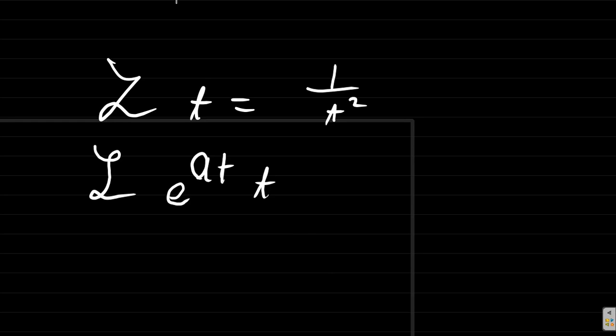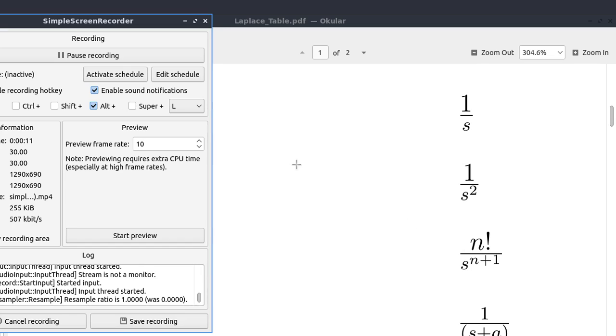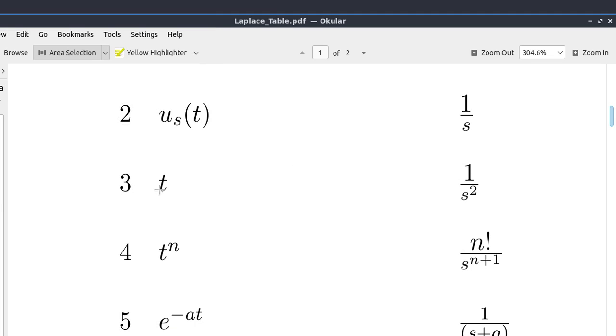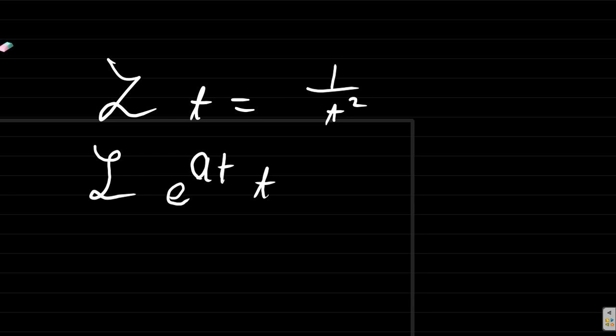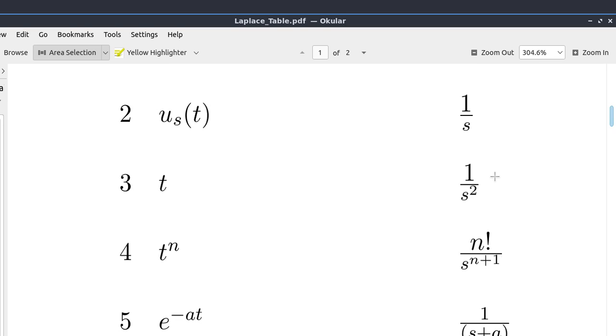In a previous video, we found the Laplace transform of t and found it to be 1 over s squared. Let's verify something here. Right, the table of Laplace transforms: the Laplace transform of t is 1 over, well, s squared, not t squared. Yeah, 1 over s squared. Alright, so the Laplace transform of t is 1 over s squared. Good.